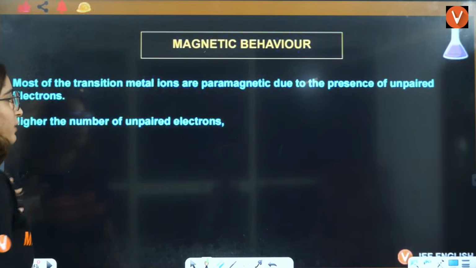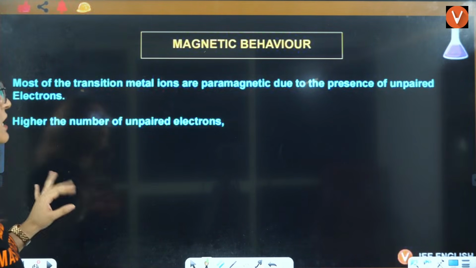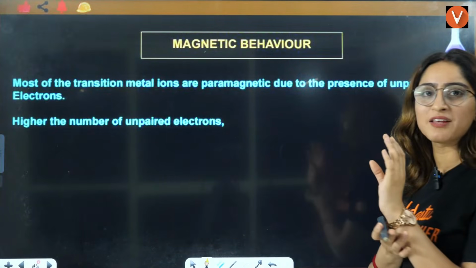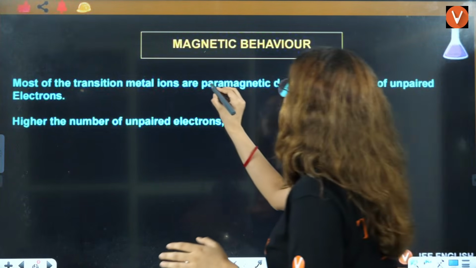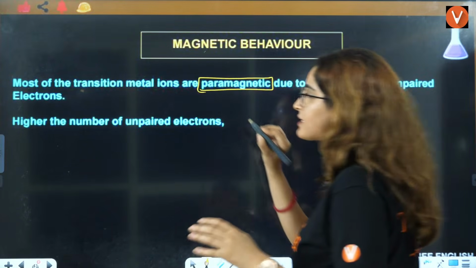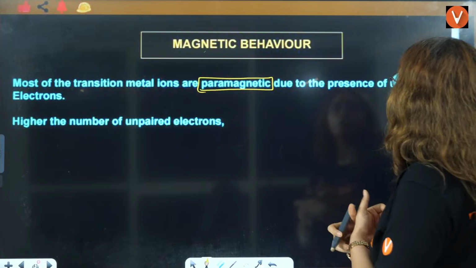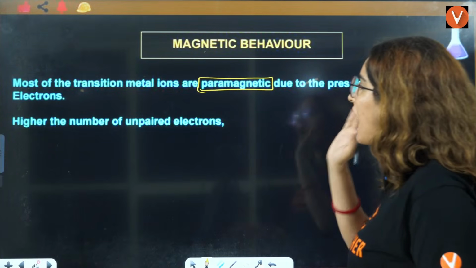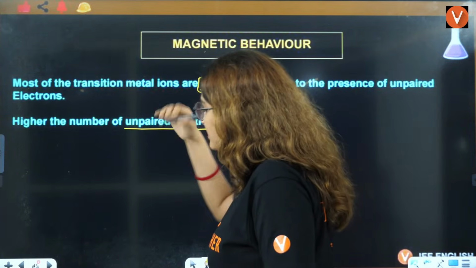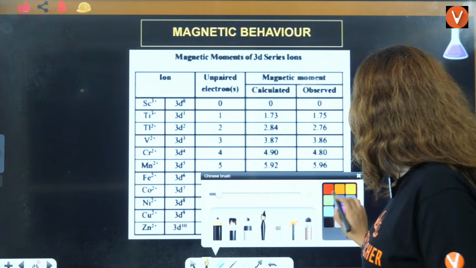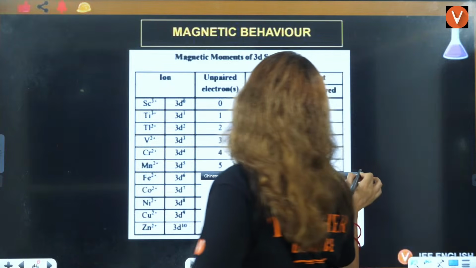You just need to calculate the number of unpaired electrons, right? Now what you will see is most of the transition metal atoms and ions will be paramagnetic. That means they will have unpaired electrons. Due to the presence of unpaired electrons, the higher the number of unpaired electrons, the higher will be the magnetic moment.